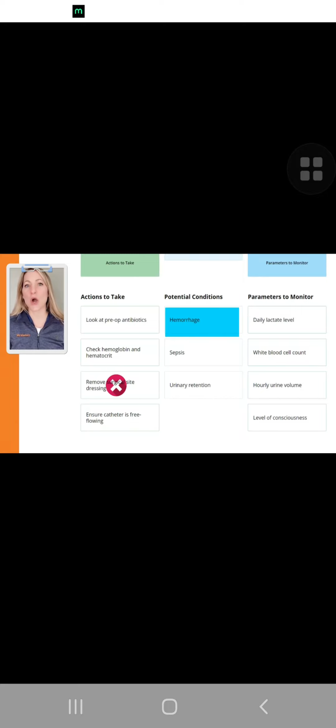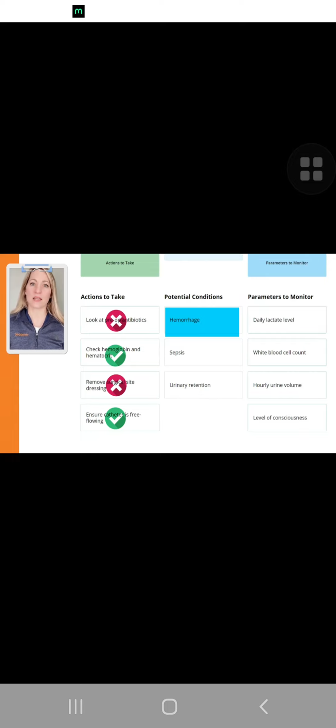Of the actions, only removing the surgical dressing is a true no-no. If the site was bleeding, the nurse would reinforce the dressing, not remove it. And looking at pre-op meds doesn't do anything for the client's current clinical situation. Now let's look at the parameters to monitor.